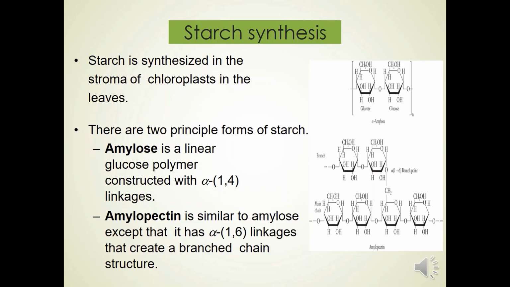So for amylose, they are linear glucose polymers from the alpha 1,4 linkage. Why do we call it alpha 1,4 linkage? Because this glucose is alpha glucose. You need to remember that glucose has alpha glucose and beta glucose. So for starch, they are using alpha glucose.